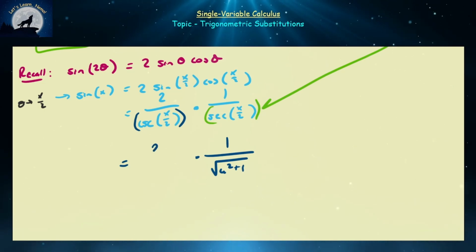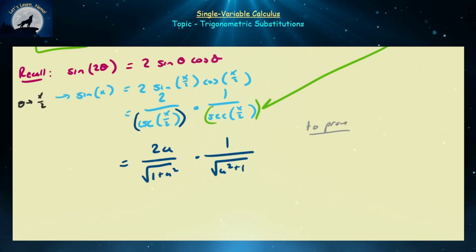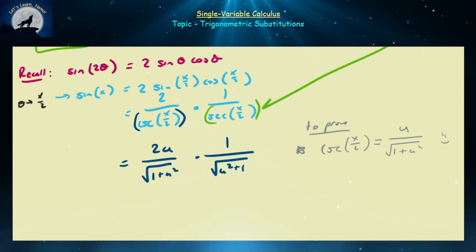And for this term, you're also going to see that that's going to be 2u all over the square root of 1 plus u squared. So I leave to you as an exercise to prove that the cosecant of x over 2 will be equal to u divided by the square root of 1 plus u squared. Right? So that's a little fun exercise to work on your trig identities.